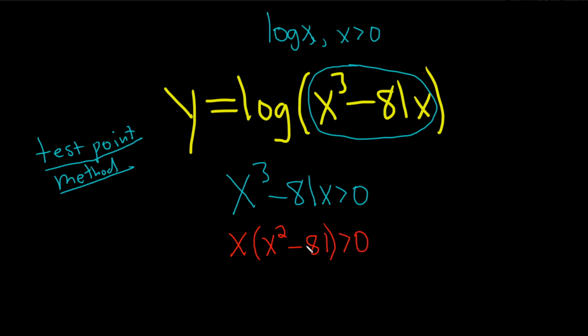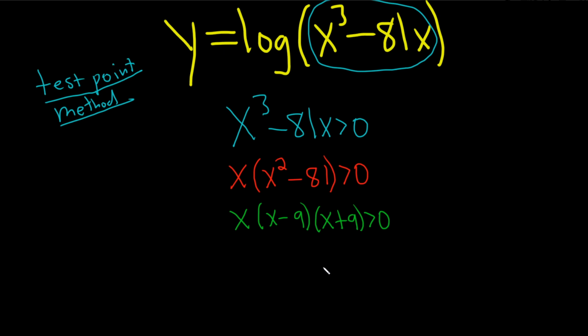And it looks like we can factor even more. This is the difference of squares. So this is x, and it's x minus 9, and then x plus 9. And this is greater than 0. So now we have a single term on one side and 0 on the other. So the first step in the test point method is done.